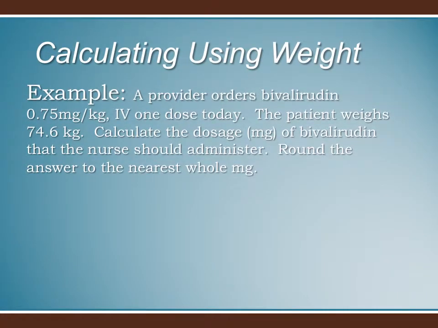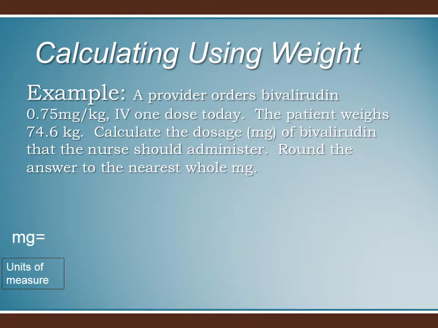We're going to calculate using weight. Our first example is a provider orders bivalirudin 0.75 milligrams per kilogram, IV, 1 dose today. The patient weighs 74.6 kilograms. Calculate the dosage, in milligrams, of bivalirudin that the nurse should administer. Round the answer to the nearest whole milligram.